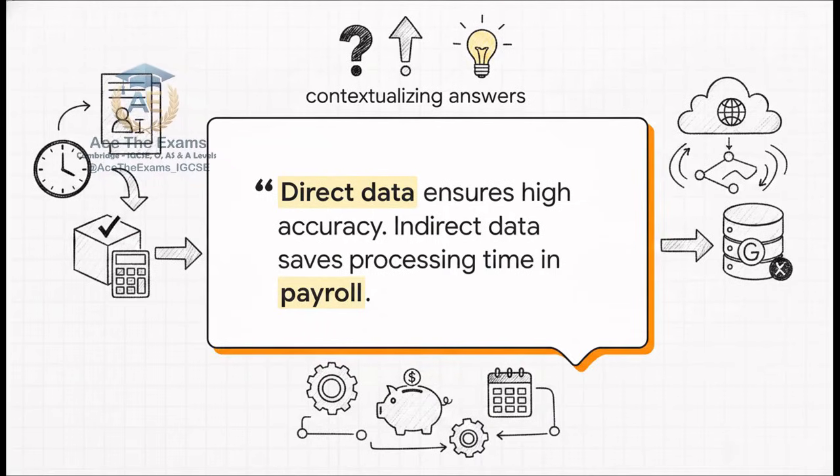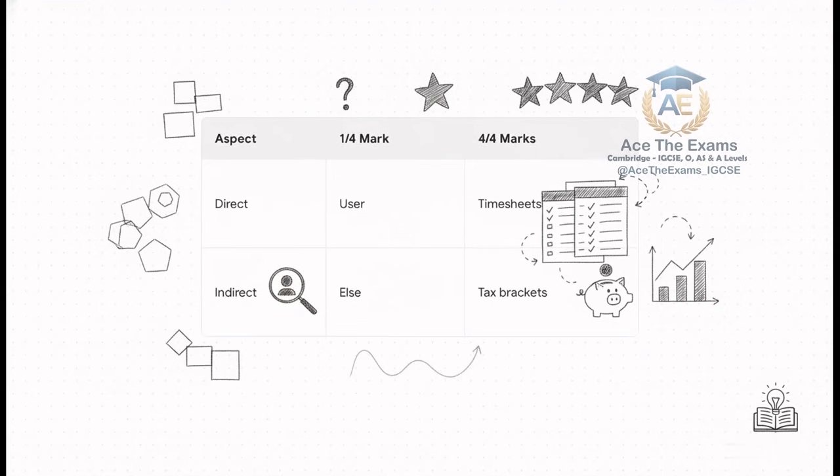In this payroll scenario, direct data from employee timesheets ensures high accuracy for calculating hourly wages. Indirect data, such as government tax brackets imported from an external database, saves processing time, meaning the payroll is both legally compliant and efficient. Notice what we did there. We didn't just define the words, we classified the data, explained how it works in sequence, and linked it straight back to the payroll. And this brilliantly illustrates the difference.